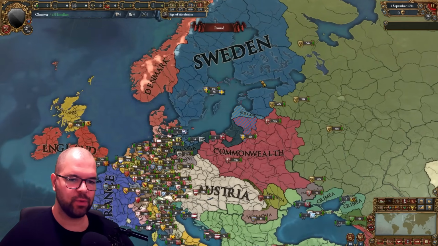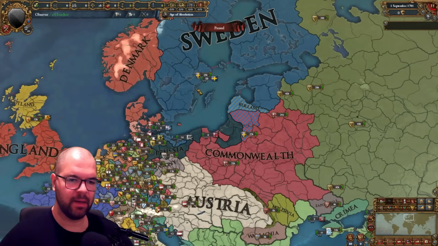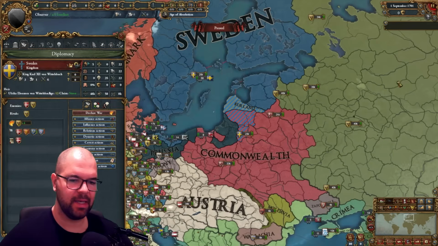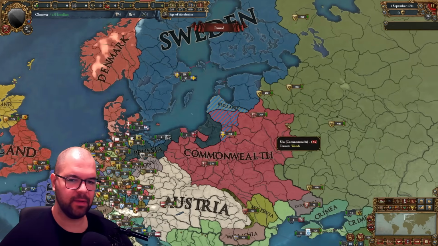And Sweden is at war with Russia and the Commonwealth, and I cannot imagine them winning with a pretty small army and no allies against the Commonwealth and Russia.